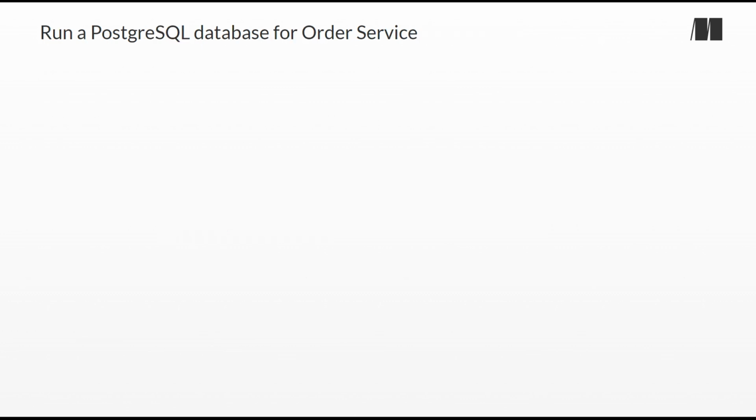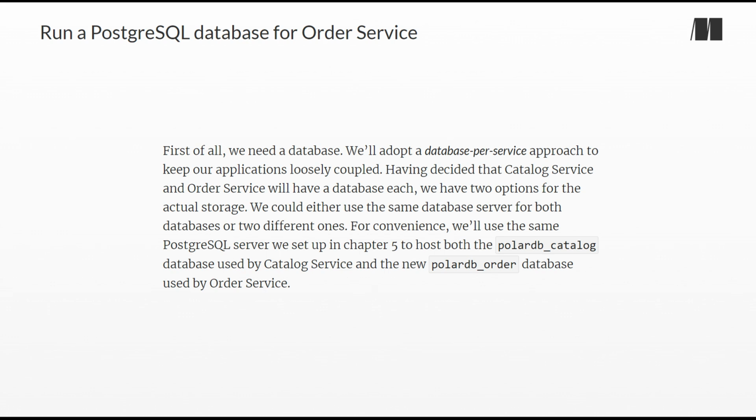Run a PostgreSQL database for Order Service. First of all, we need a database. We'll adopt a database per service approach to keep our applications loosely coupled. Having decided that Catalog Service and Order Service will have a database each, we have two options for the actual storage. We could either use the same database server for both databases or two different ones. For convenience, we'll use the same PostgreSQL server we set up in Chapter 5 to host both the polardb_catalog database used by Catalog Service and the new polardb_order database used by Order Service.